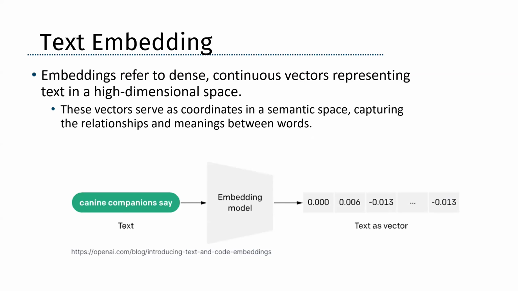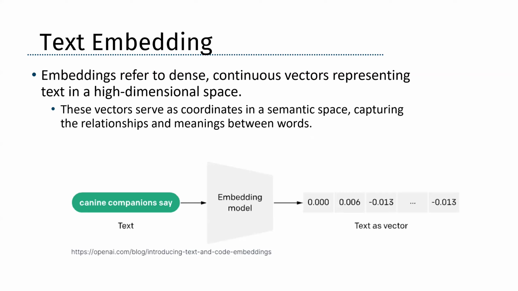Let's talk about text embedding. This is where things get really interesting. Embeddings are like the secret language that machines use to understand words. Instead of just representing words as they appear, embeddings transform them into continuous vectors in a high-dimensional space.